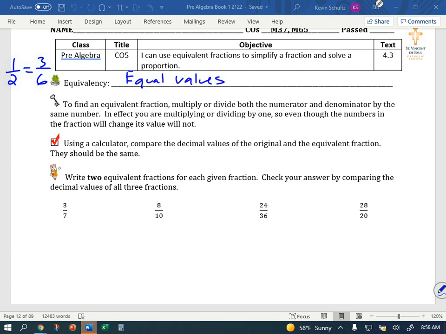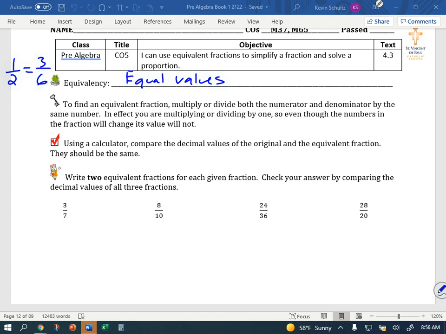Equivalency means equal values, right? The numbers are all different. If you knew nothing about fractions, you'd say those aren't the same, right? They're all different, right? But what is the same is their value. They both have a value of 1/2. Okay? That means write down what we're doing here. Okay?